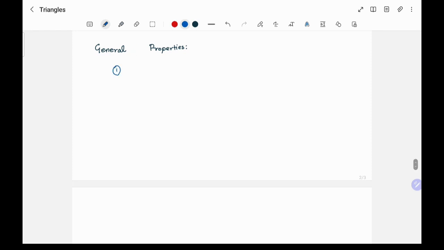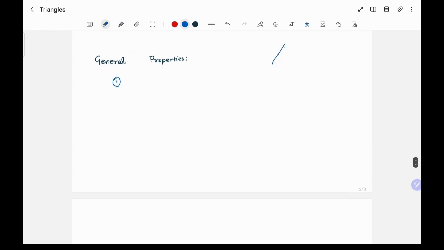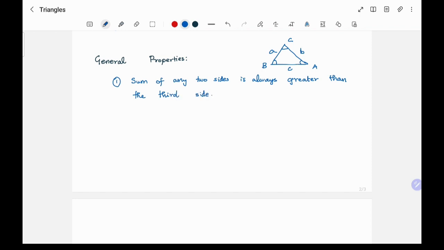So the first property is, let's first take a triangle. Let's say A, B and C. So the sum of any two sides is always greater than the third side. So if you take any two sides, A plus B, it should always be greater than the third side, right?